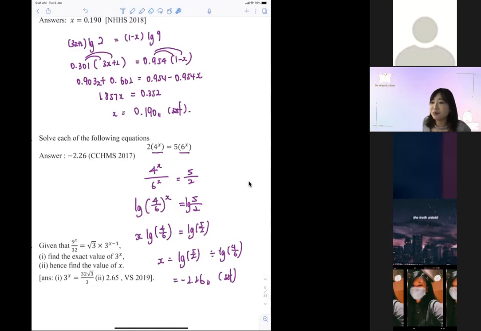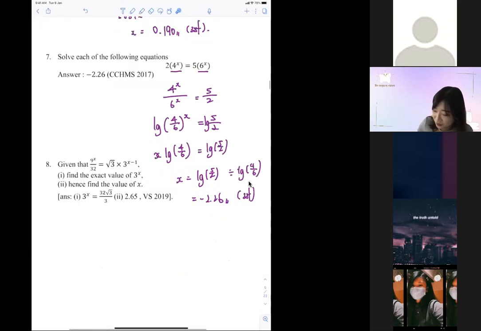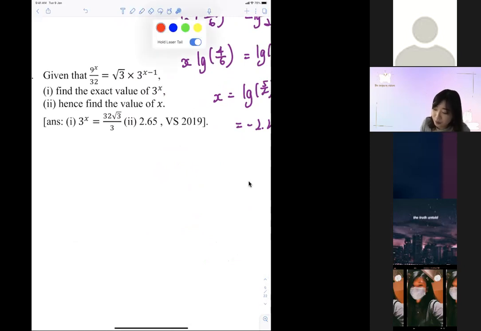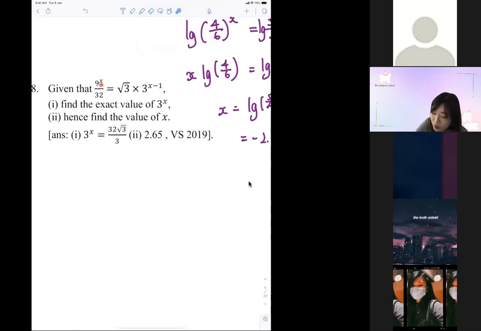All right. Done? Okay, next one. This one is easier, quite simple. So what you do is everything base 3 on one side. This is 2 to the power of 5. Can't do anything to this, this one is alone at one side. So everything changed to base 3 first.